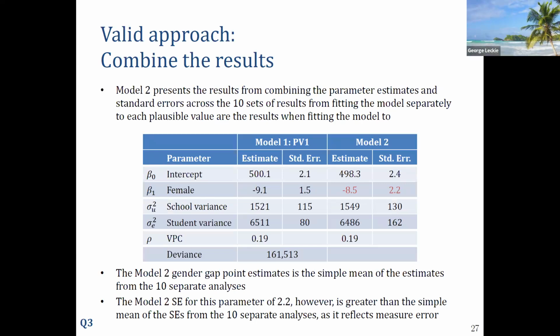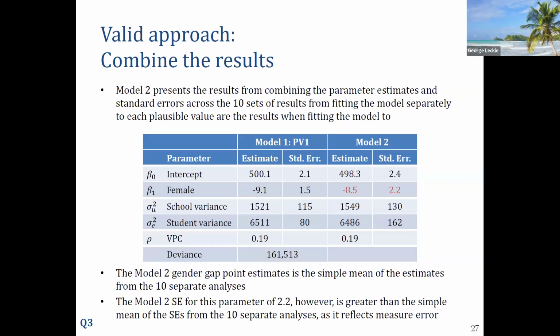Okay, and this is just showing you what you get back. Model 2 is where I've used Rubin's rules to combine results across those 10 separately fitted models to the 10 plausible values. The mean across those 10 point estimates is minus 8.5. The final standard error is 2.2.